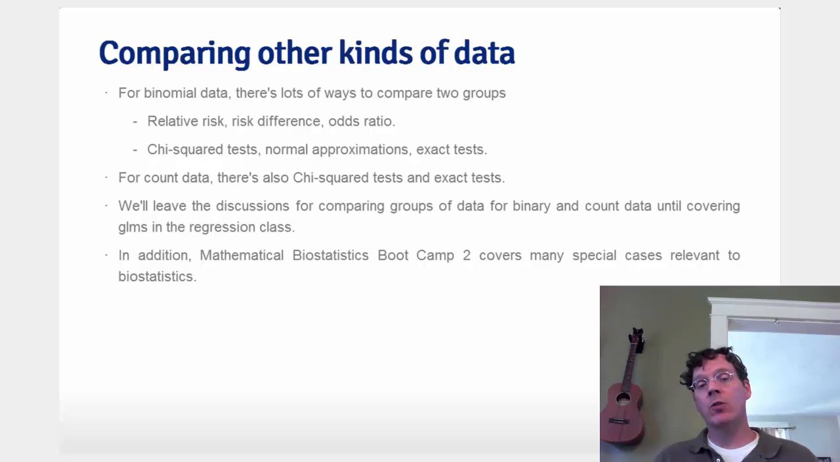For several of the other two-group special cases, the class Mathematical Biostatistics Bootcamp 2, also on Coursera, covers many of them.